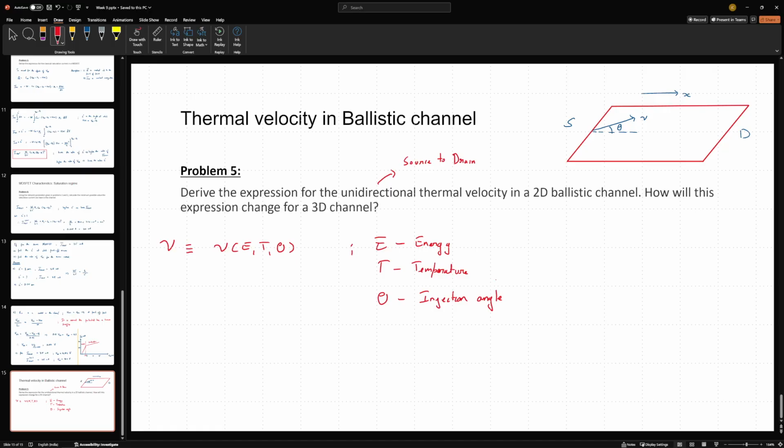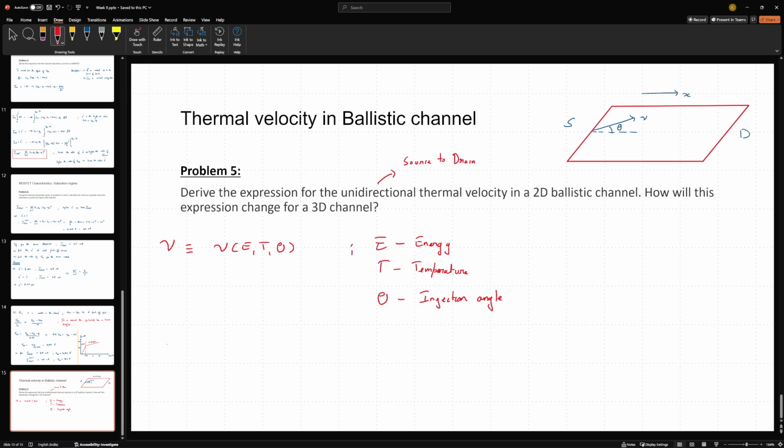Again, let me remind you, we are talking about ballistic channels now. So the electron, I'm treating it as a point particle. It has a velocity, it enters the channel and it reaches the drain without undergoing any collisions. So the electron is injected at a certain angle and of course the velocity will depend on the energy and also the temperature maybe. So these are the potential parameters.